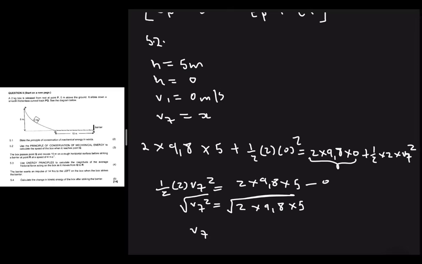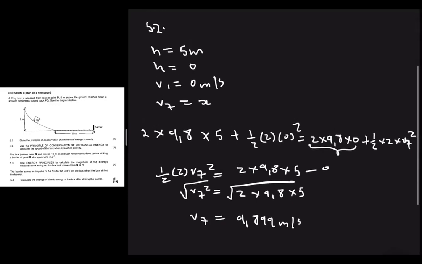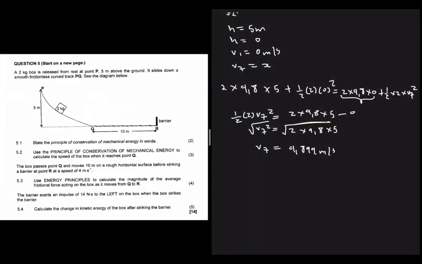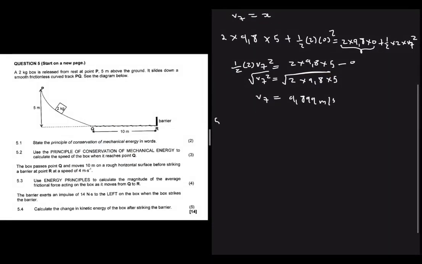So we get V equals, let me put that into my calculator real quick. I have 2 multiplied by 9,8 multiplied by 5, and then I take the square root. I get 9.899 meters per second. That's how you would determine VF at point Q. We stick to the conservation of mechanical energy. Let's go ahead and do 5.3.